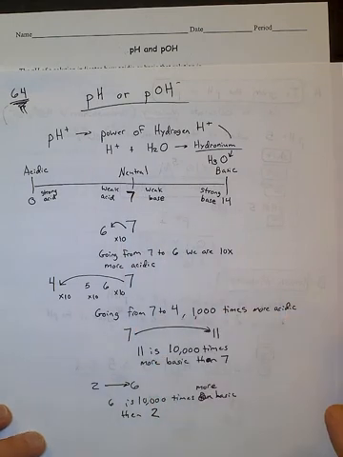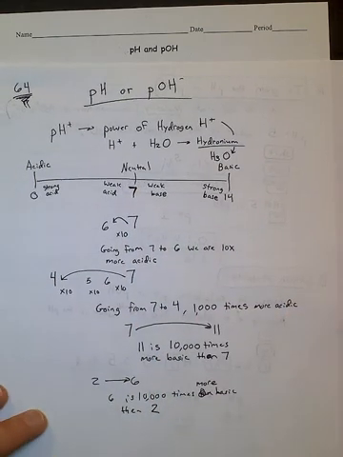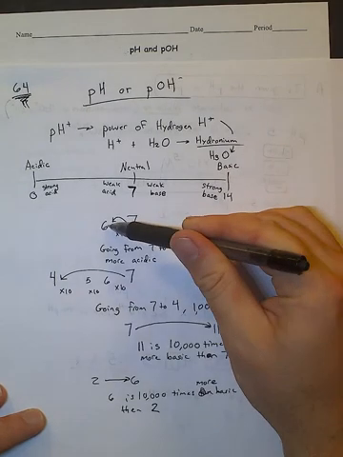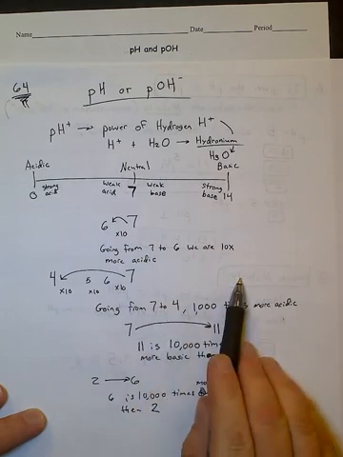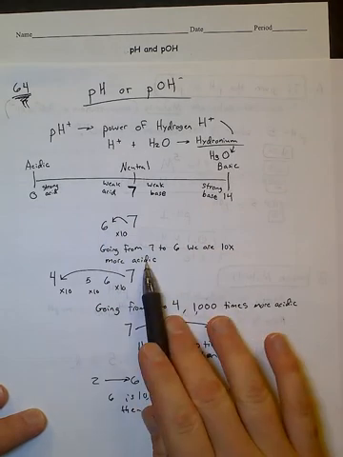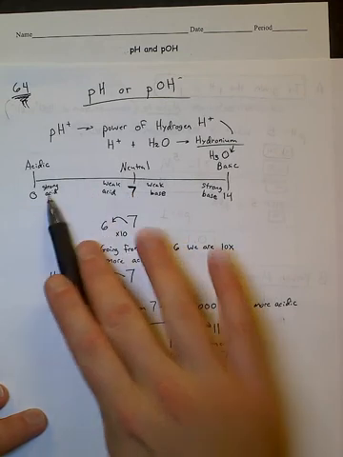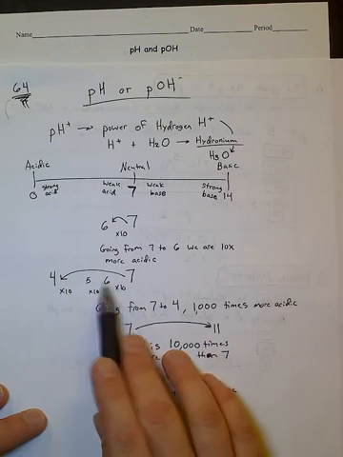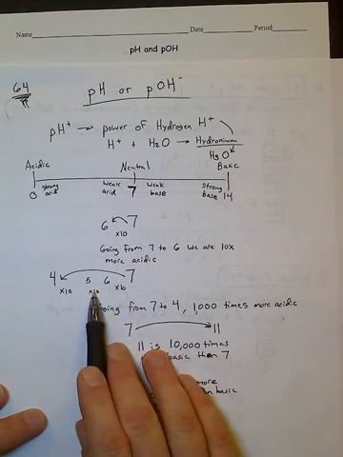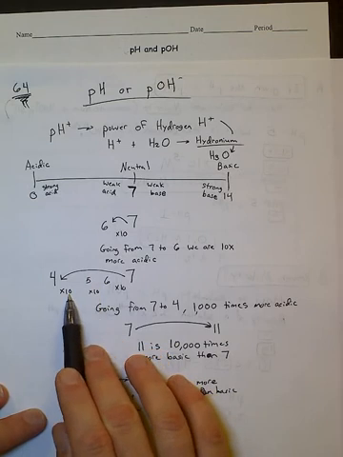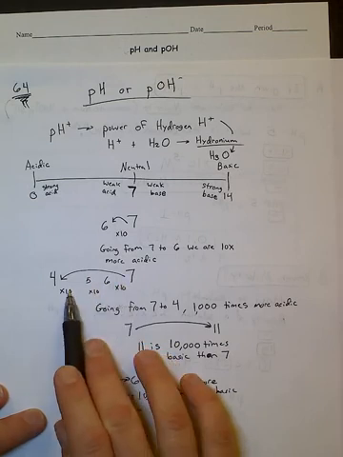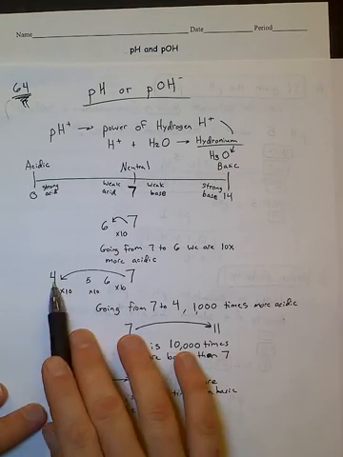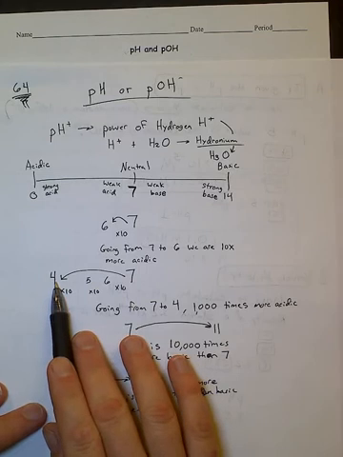If we take a look at our scale and what this actually means in terms of concentration or molarity, we run from 7 down to 6. We're going from 7 to 6, we are 10 times more acidic. So every number, we're going to be multiplying by 10. If we go from 7 all the way down to 4, 7 to 6 would be 10, 6 to 5 would be 10, 5 to 4 would be another power of 10. 10 times 10 times 10. 10 times 10 is 100, times it by 10 is 1,000. 4 is 1,000 times more acidic than 7.